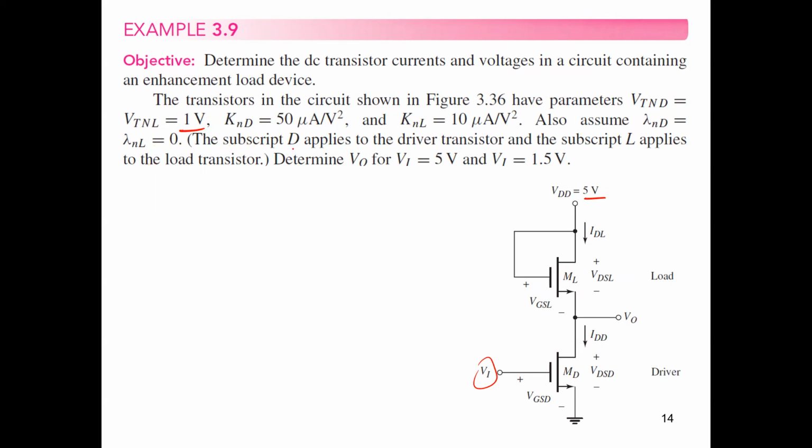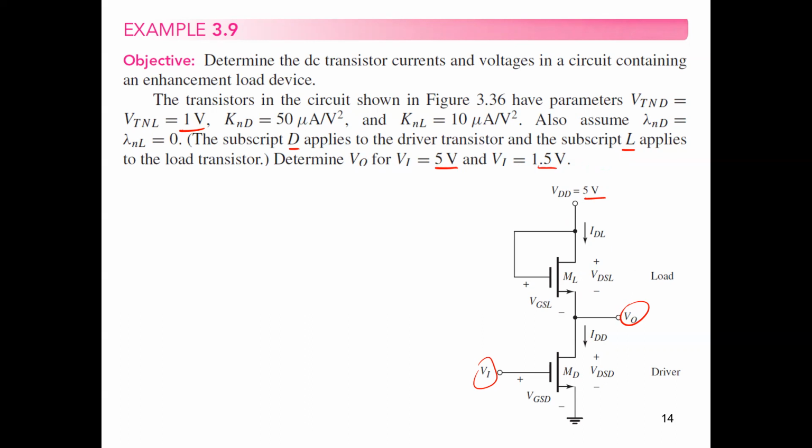The subscript D in this problem refers to the driver, and subscript L refers to the loads. Okay, so we need to investigate the performance of this circuit. What would be the output volt here if the input volt is firstly 5 volt, then 1.5 volt?